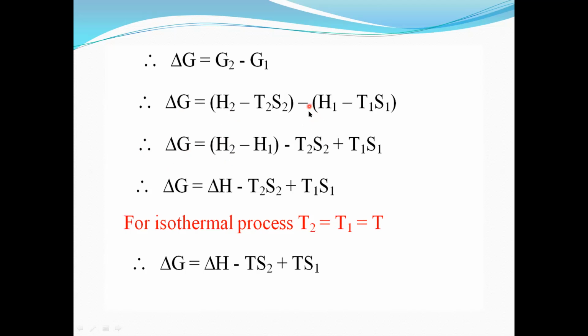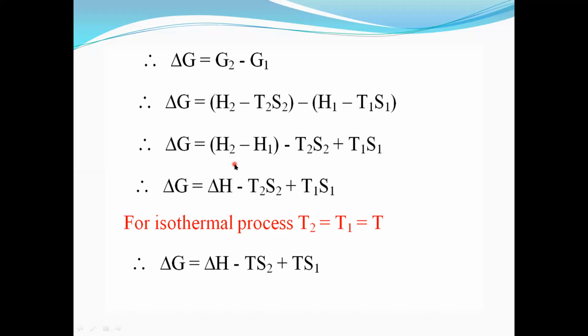Now multiply this minus by this H1, so we get minus H1, and H2 as it is. We have written here minus H1. Now which quantity remains again? This minus T2S2, we have written here minus T2S2, and this minus and this minus gets plus, so we have written plus T1S1.